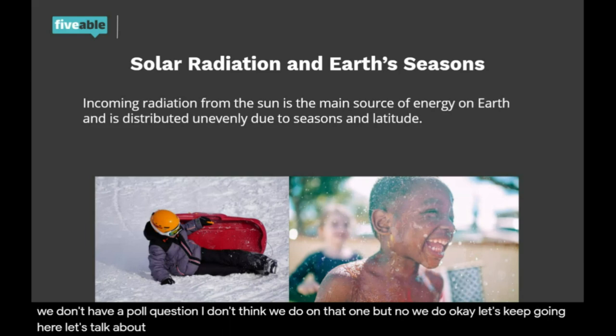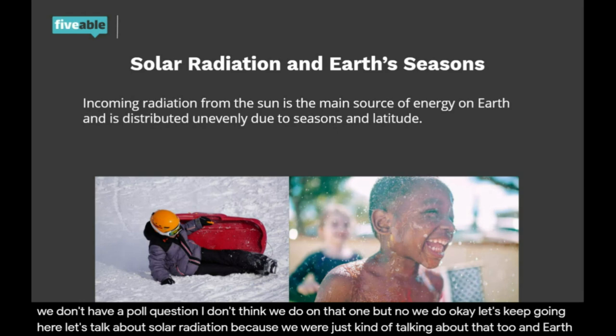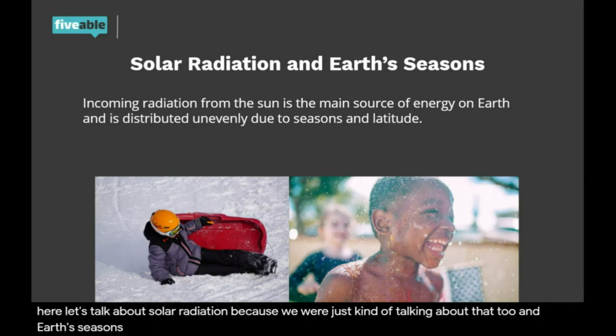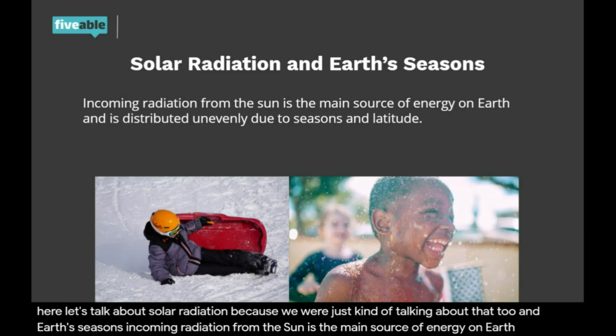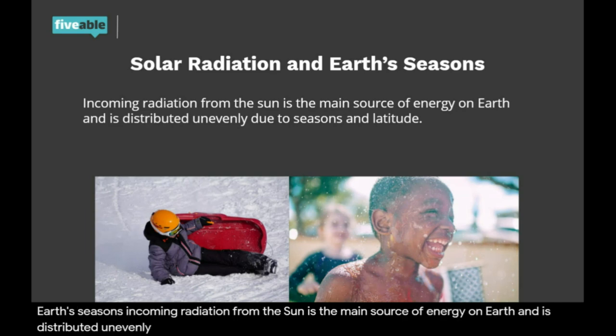Let's talk about solar radiation, because we were just kind of talking about that too, and Earth's seasons. Incoming radiation from the sun is the main source of energy on Earth and is distributed unevenly due to seasons and latitude.